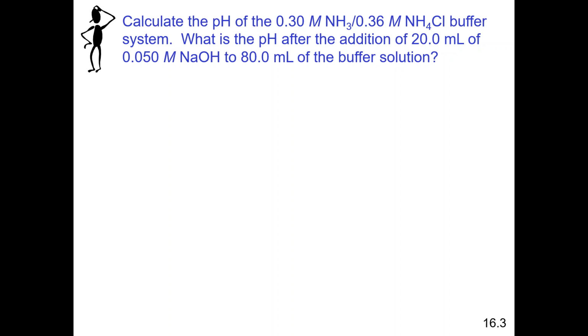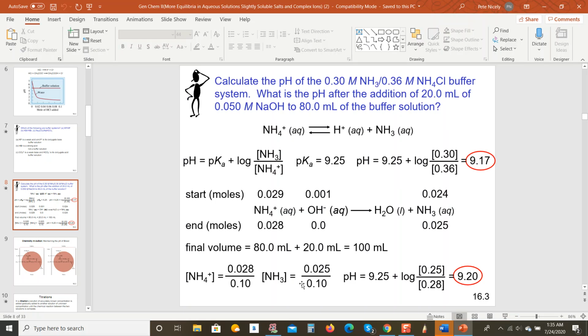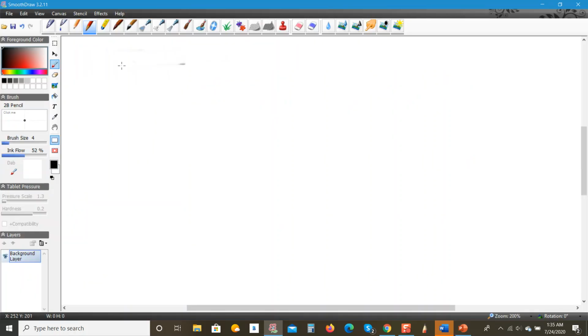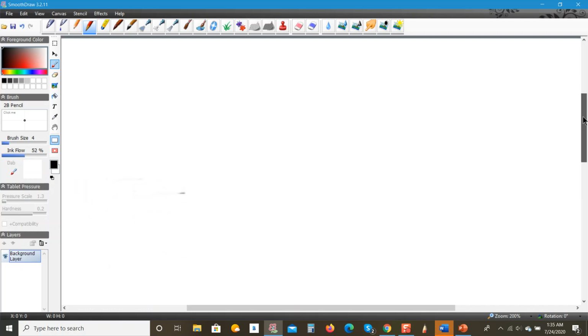All right. So what I'm going to do is get out of this and go to my writing application here. And I'm going to start by doing the first part. So for the first part, what we're going to use is the Henderson-Hasselbalch equation, which as you should recall is pH is equal to pKa plus log of the concentration of the acid.